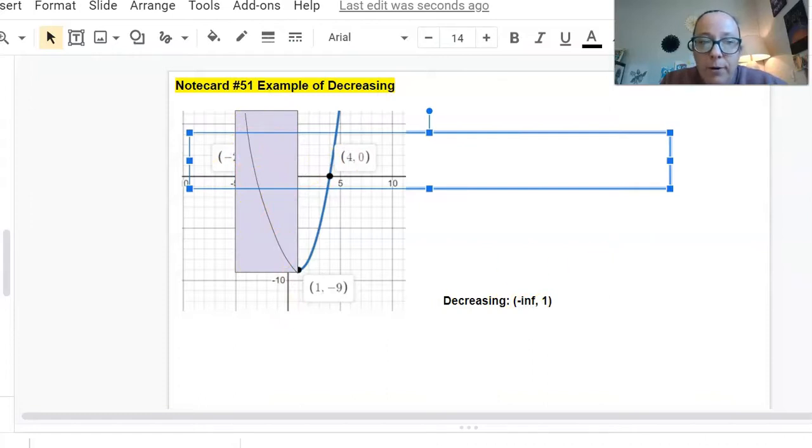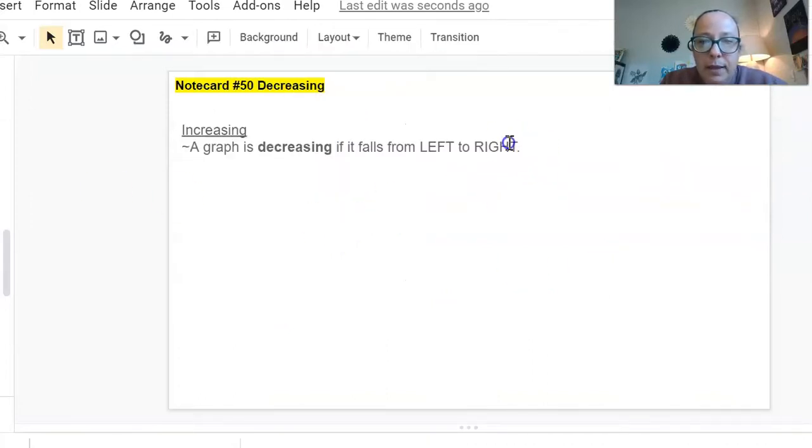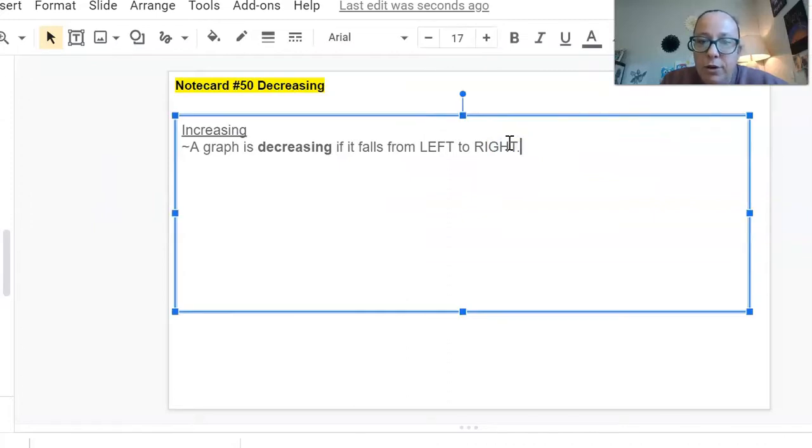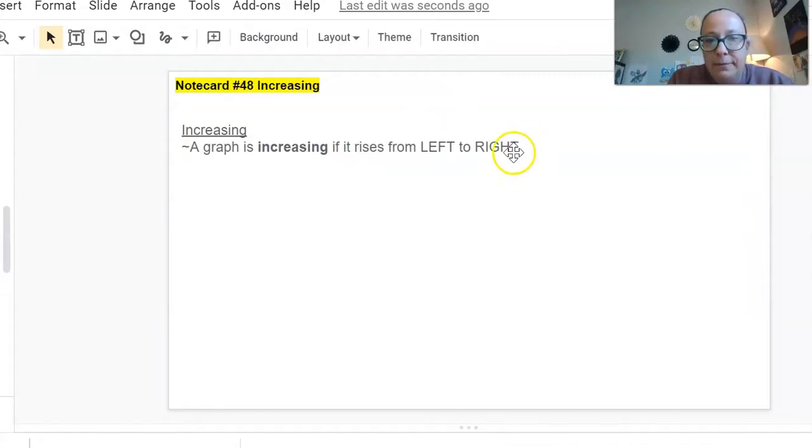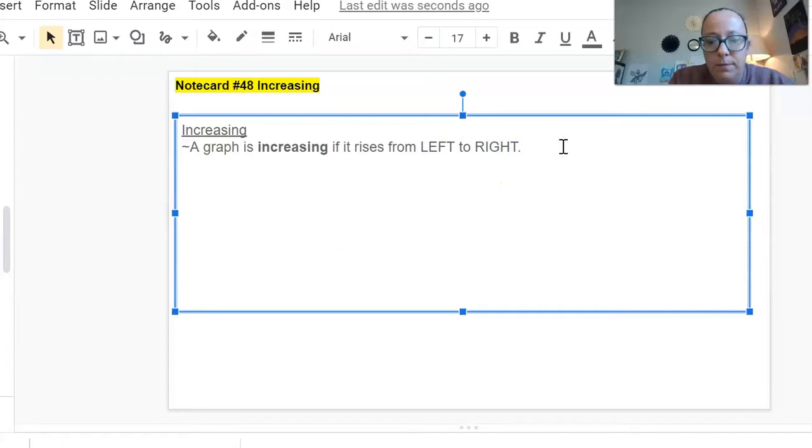So back up here, back to your note card 50. We need to add something to it. So go to your note card 50. I want you to add that only use parentheses. Okay, you only use parentheses with this. Only use parentheses. And so you need to go back to another note card and add that to note card 48. I want you to add that there as well. Only use parentheses.